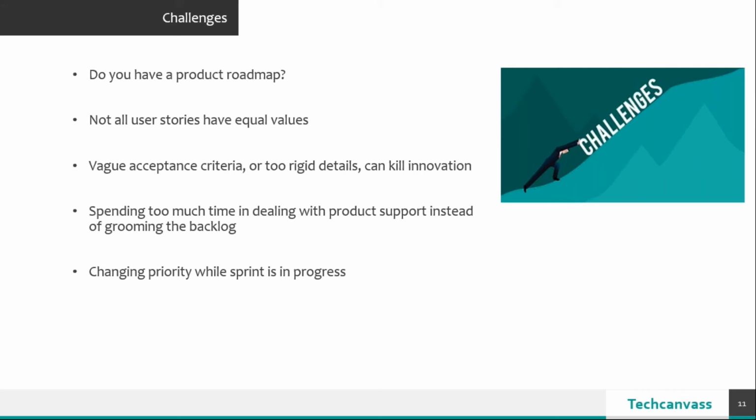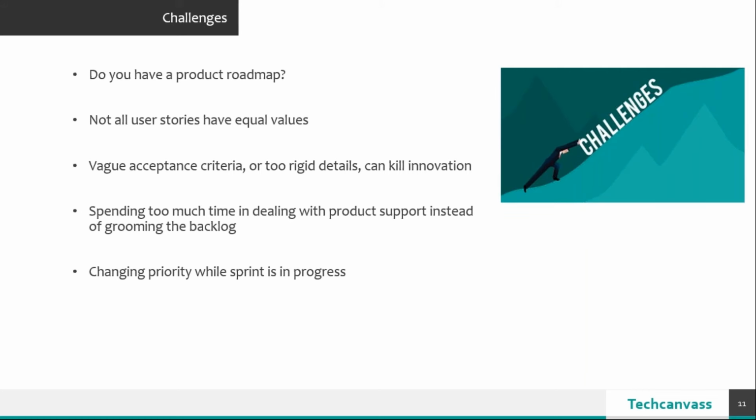And the last point that we have here is changing priority while the sprint is in progress. This is a very practical problem, and it will always be there. You cannot say no to this, because the term agile actually says it's agile. So requirements will change. You cannot stop that.